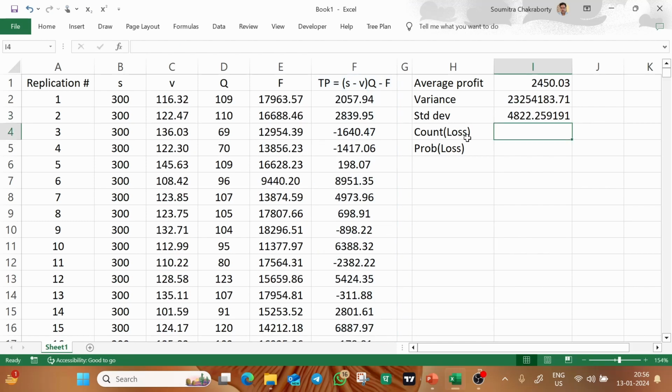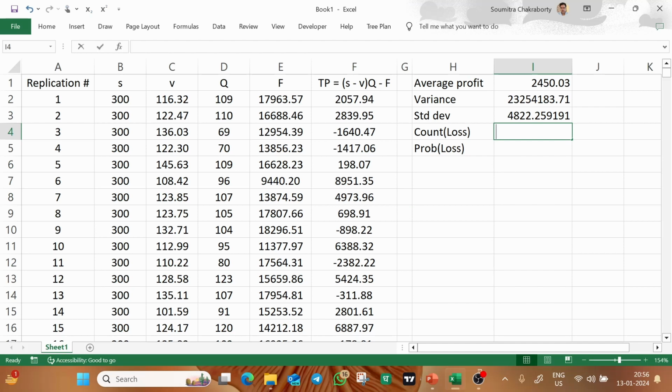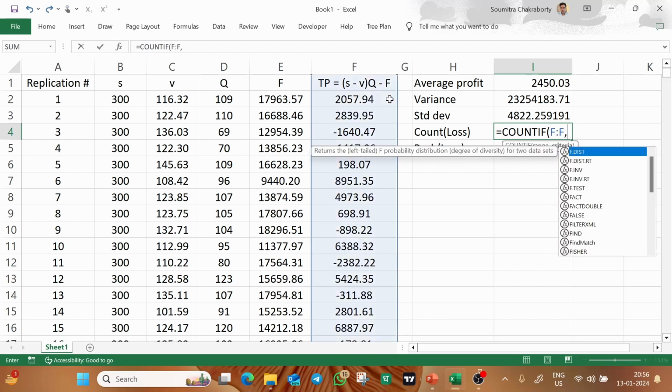Now, when you are counting the number of losses, basically you will count the cases where the total profit is negative. How to count that? One should use the COUNTIF formula. What is the purpose of the COUNTIF formula? COUNTIF is used to count the items in a range based on a particular criterion. What is the criterion in our case? Our criterion is less than 0. And what is the range? The range is again F colon F, no problem.